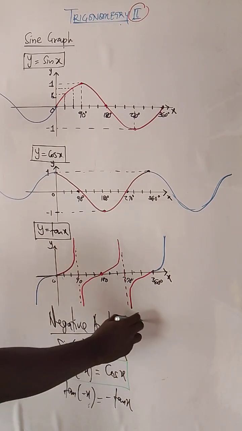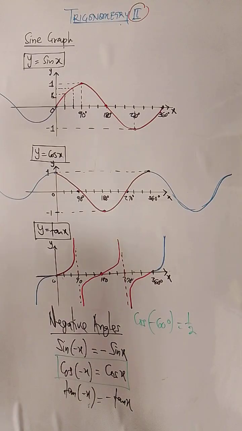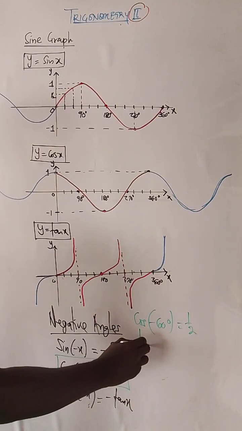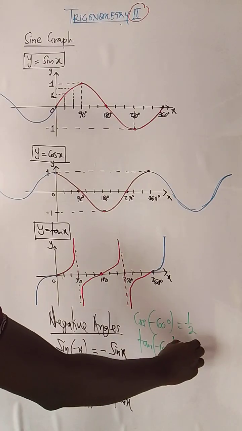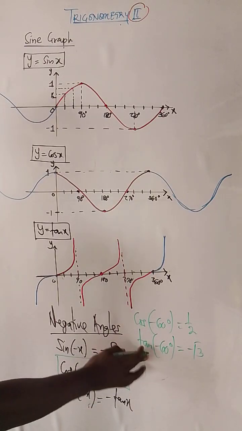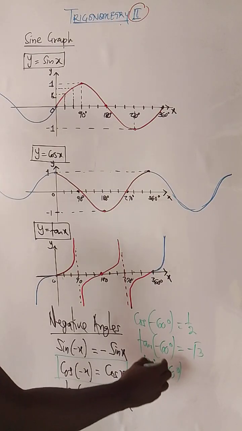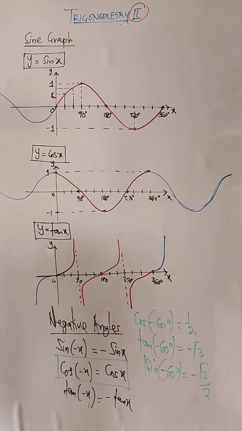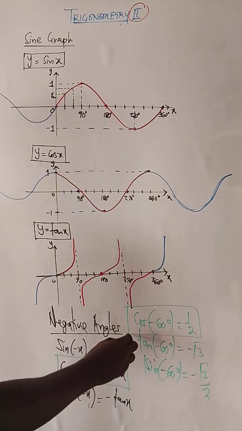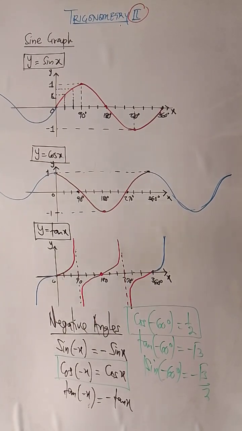So if you go ahead and press cos minus 60, you are going to get half. But if you press tan minus 60, tan 60 itself is root 3, so this one you are going to get minus root 3. Then if you press sine minus 60, sine 60 is root 3 over 2, you are going to get minus root 3 over 2. So meaning it is only cos that doesn't follow the pattern. The cos of a negative angle is the same as the cos of the positive of that angle. The question is, why is cos different?